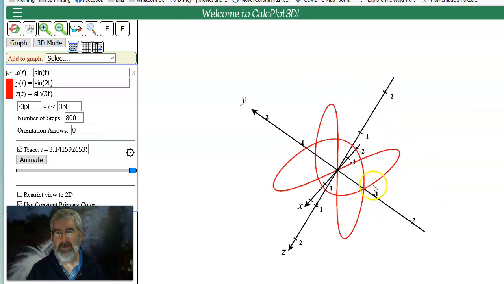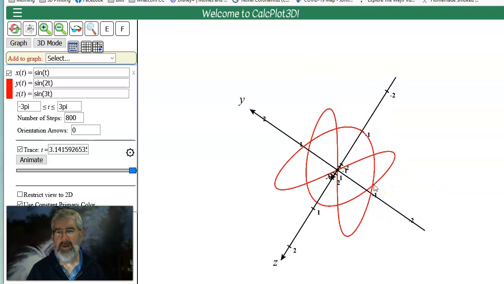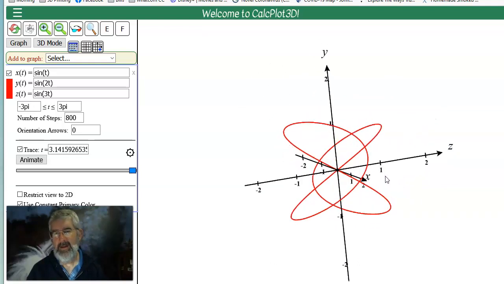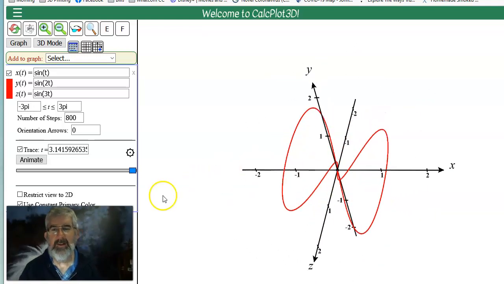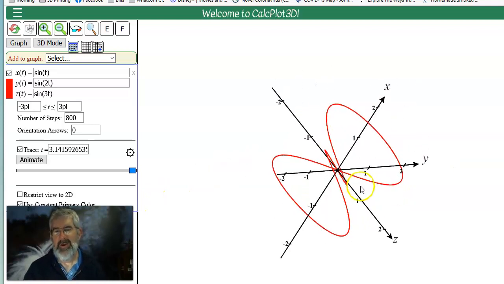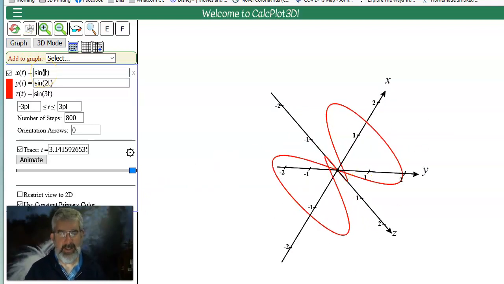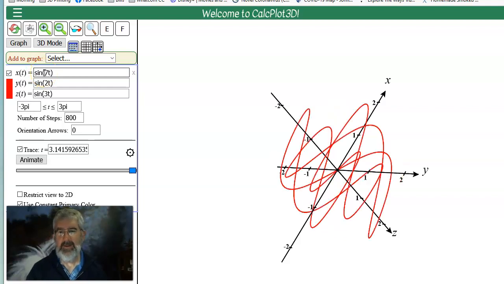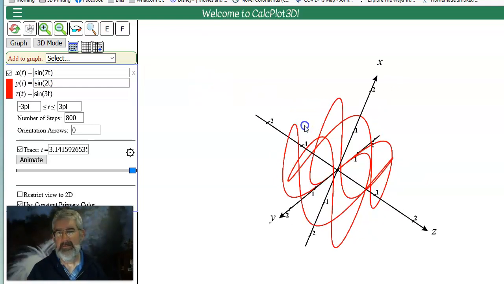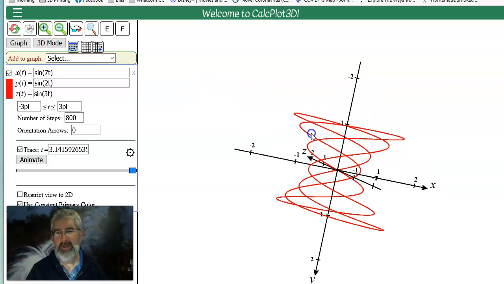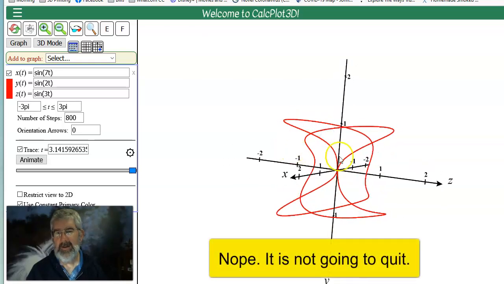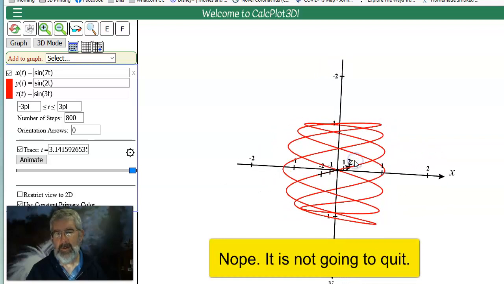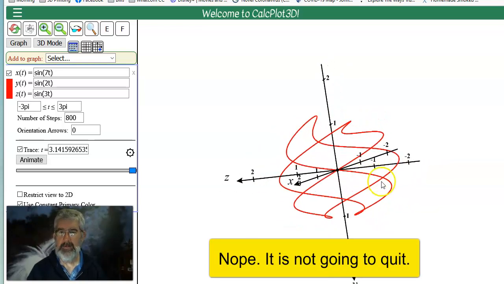It looks like all kinds of different things depending on what orientation you have. Yeah, there's just all kinds of crazy curves you can get here by just taking some combinations of different sines. I mean, these curves just look really cool. Can I get this in motion? Come on now. There we go.